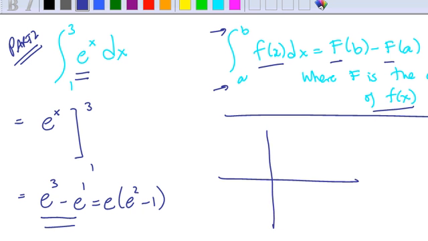Now what does that mean? That means that there's my function of e to the x, and between 1 and 3, that would be the area underneath the curve. And I'm applying basically the fundamental theorem of calculus part 2.